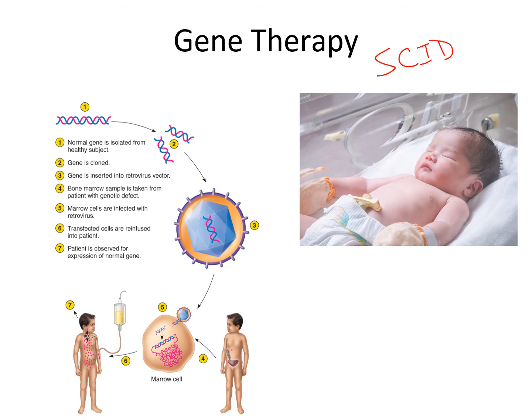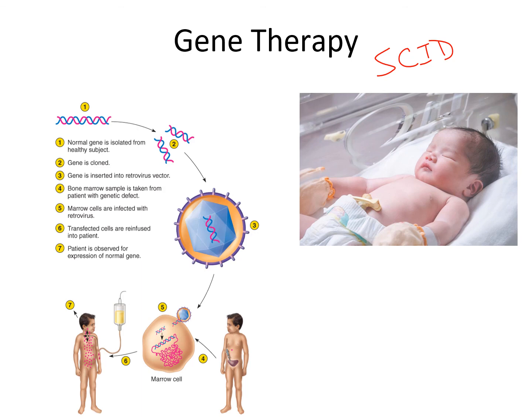This is a disease where the individual is born with one mutated gene, and it leads them to have no functioning immune system. They have virtually no immune system, so they have to live in a sterile environment to prevent infection, which could lead to death. In this case, the individual's white blood cells do not function normally.